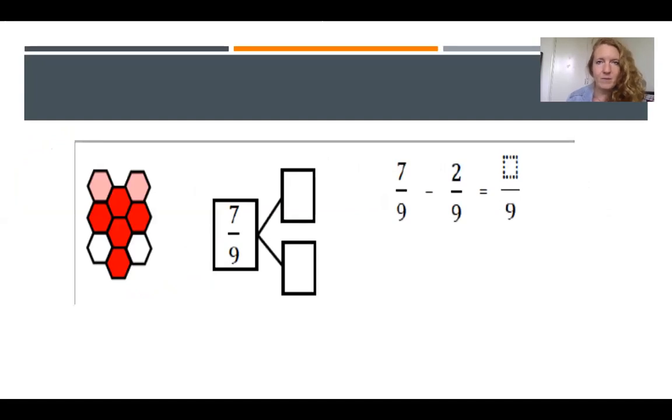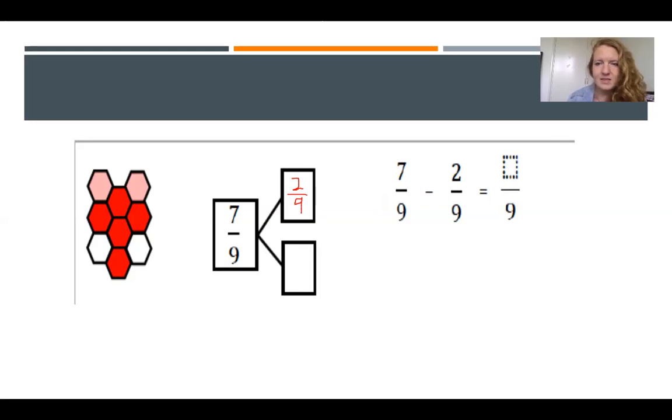This is an example from your work. So here you can see that our shape has been split or shared or divided into 9 parts: 1, 2, 3, 4, 5, 6, 7, 8, 9. And we've selected 7. You can see these 7 that have been shaded. Now they want you to take away 2 of these 9ths. So that's why 2 of them out of the original 7 are a different color. And here we can actually put this as our part whole model. So take away 2 ninths.